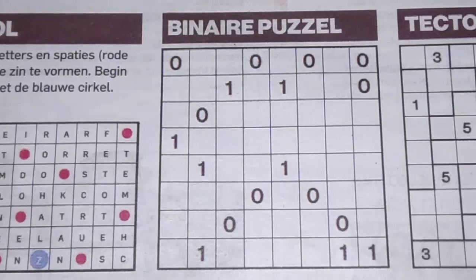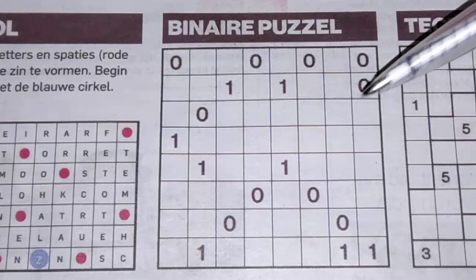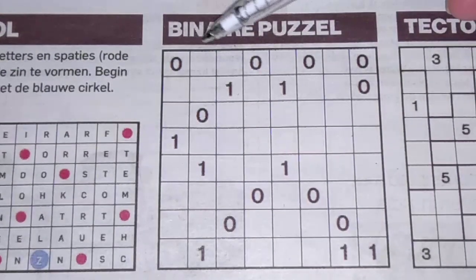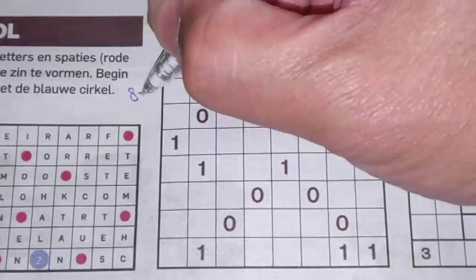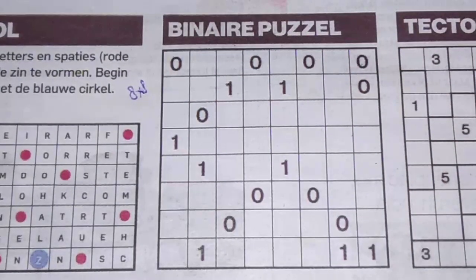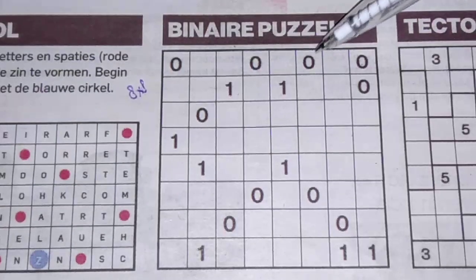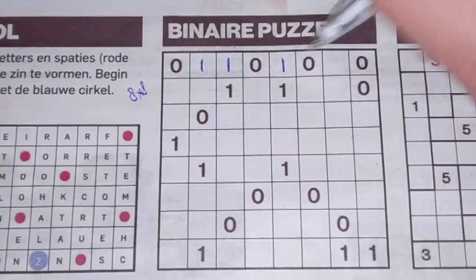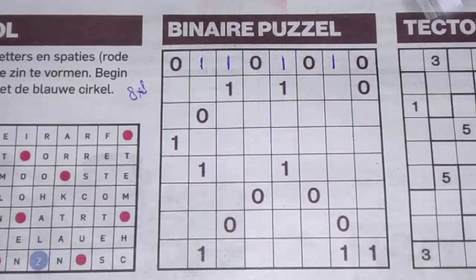In this additional, we have a total of six extra Sudokus, and the fifth one is a binary puzzle. But what kind of binary puzzle is this? We will count 1, 2, 3, 4, 5, 6, 7, 8. It's an 8 by 8 binary puzzle. That means in a row there's always 4 O's and 4 ones. I have already filled this. So let's get started.